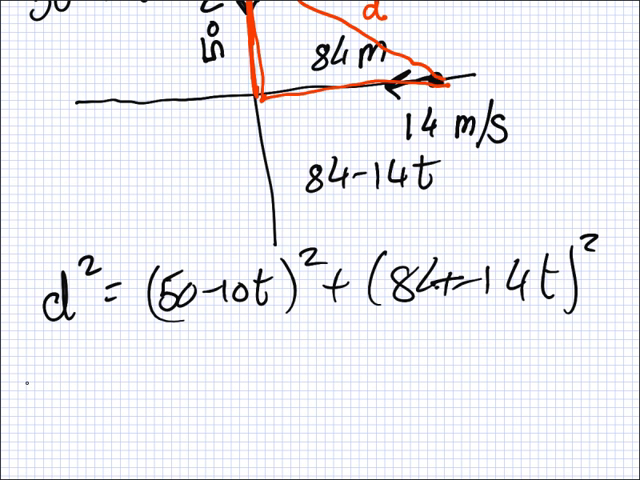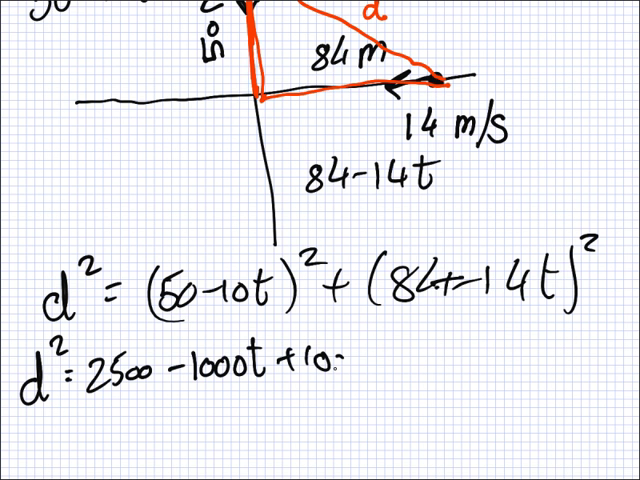So with your help, please, what do we get when we expand? That will be 2500 minus 1000t plus 100t squared. What's 84 squared, please? Something. Oh, it certainly is.